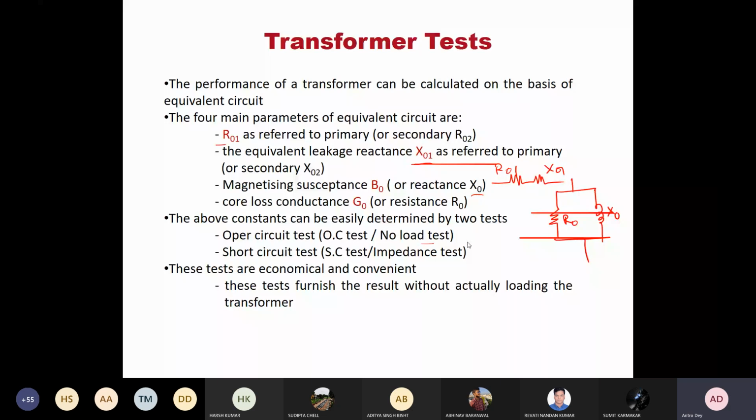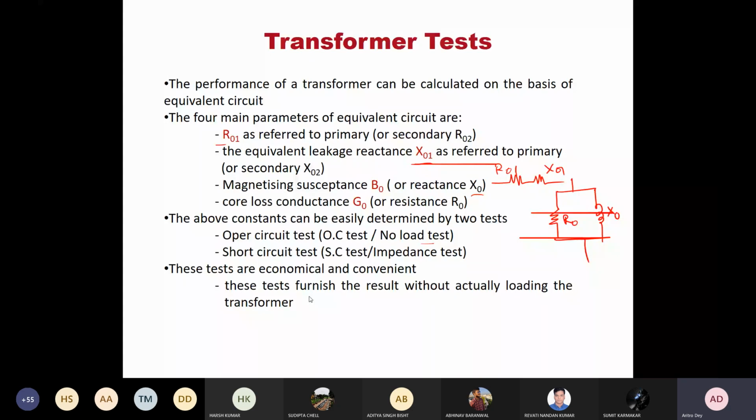These tests are economical and convenient, and they furnish the result without actually loading the transformer. So to find out this test, you don't have to load it. What is loading? When you add a load, then only your I2 current magnitude will be present. But if you do it with a short circuit test, then you can keep on changing your voltage level. That time you don't have to apply full voltage; only a small voltage will be sufficient enough to drive the rated current, right?